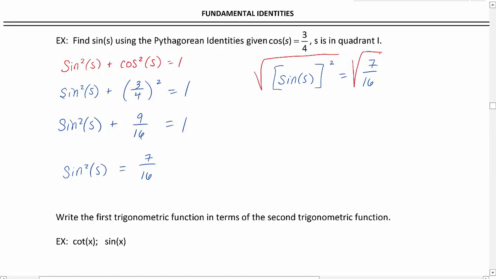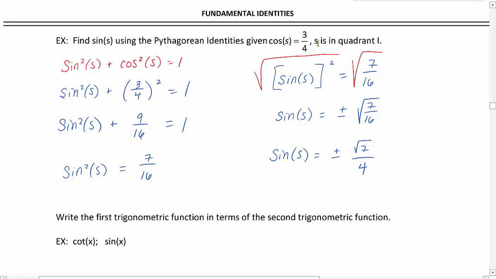Now we can apply our square root property and take the square root of both sides. On the left, the square and the square root cancel out, leaving us with just sine of s. But on the right, since we did square root property, we're going to get plus or minus the square root of 7/16. The square root of 7/16 simplifies down to the square root of 7 over 4. And now we need to determine whether we want the plus or the minus or both.